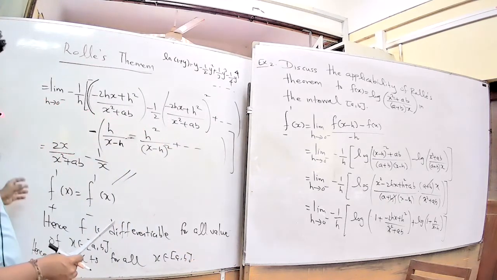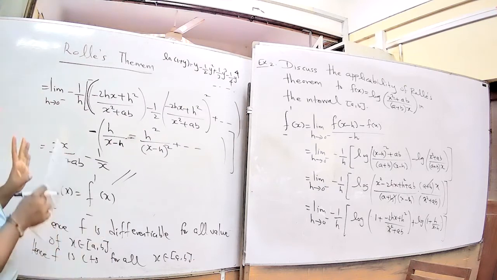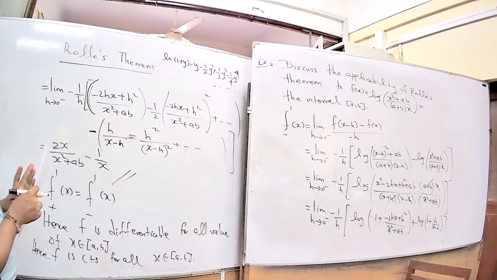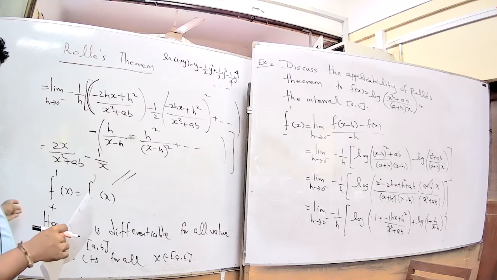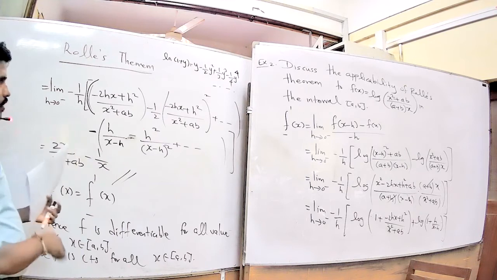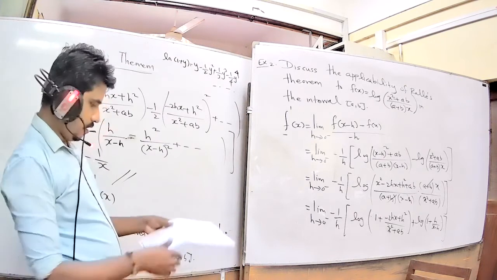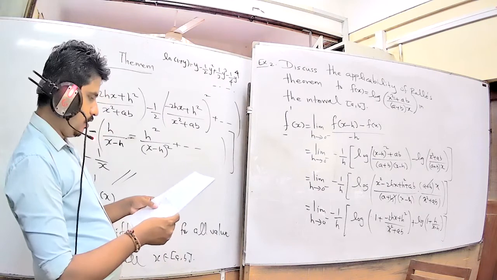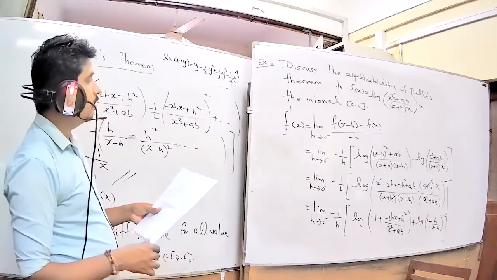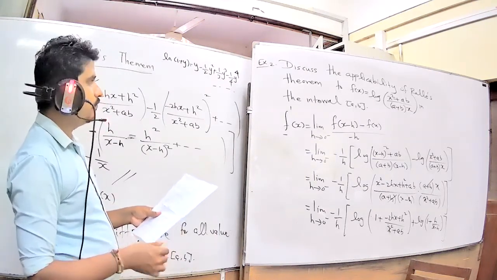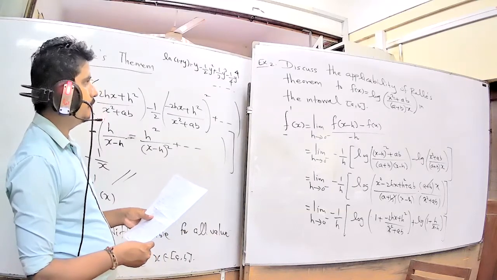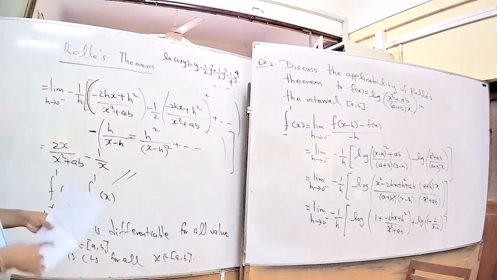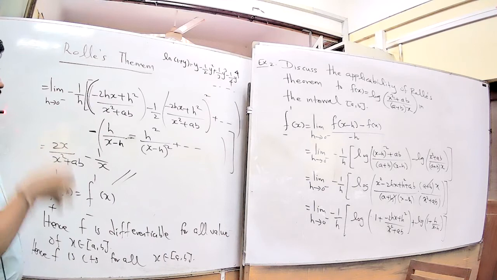Now we proved f is differentiable, therefore f is continuous. Now we want to check whether f of a equals f of b or not. Then you can apply Rolle's theorem, and you can find at least one real number in this interval where the condition is f dash of x equal to 0.